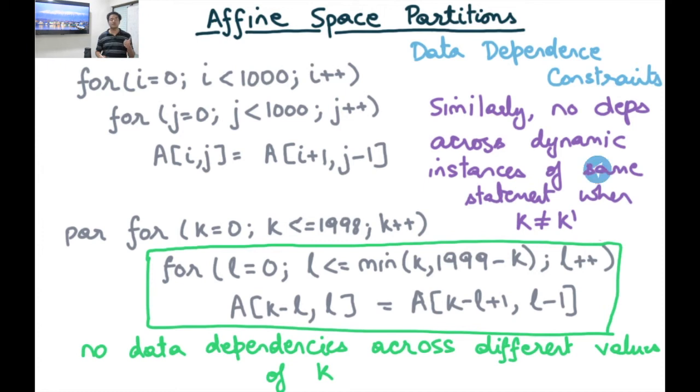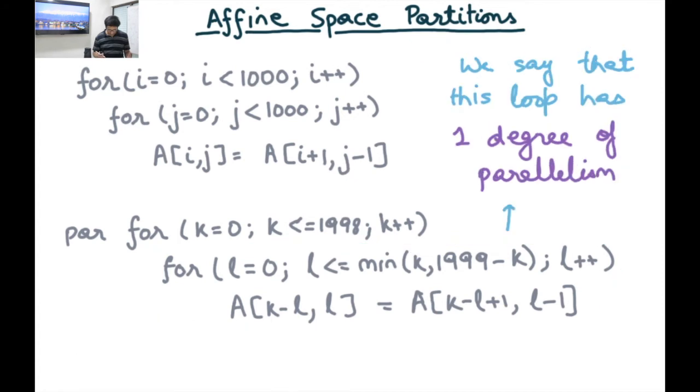Recall that when I check across the same access, I also have the extra constraint that I is not equal to I prime. With all those constraints, I would be able to find that there is actually no data dependence between different iterations of the outer loop, and so the outer loop can be parallelized. The constraint for encoding that is just k is not equal to k prime.